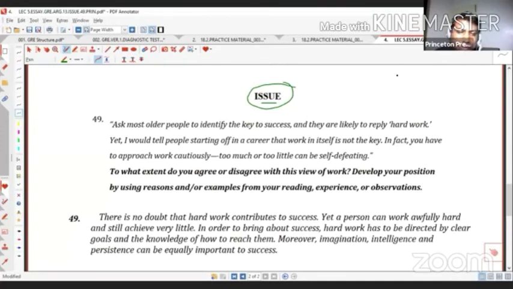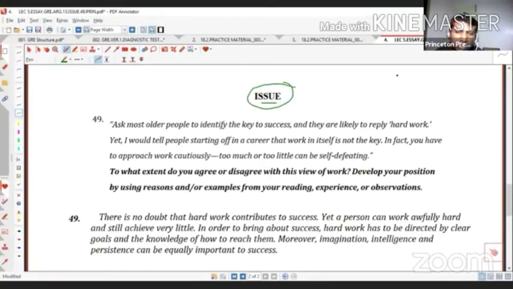Ask most older people to identify the key to success, and they are likely to reply hard work. Yet, I would tell people starting off in a career that work in itself is not the key. In fact, you have to approach work cautiously. Too much or too little can be self-defeating. You cannot put too much emphasis on it, and at the same time, not too little.